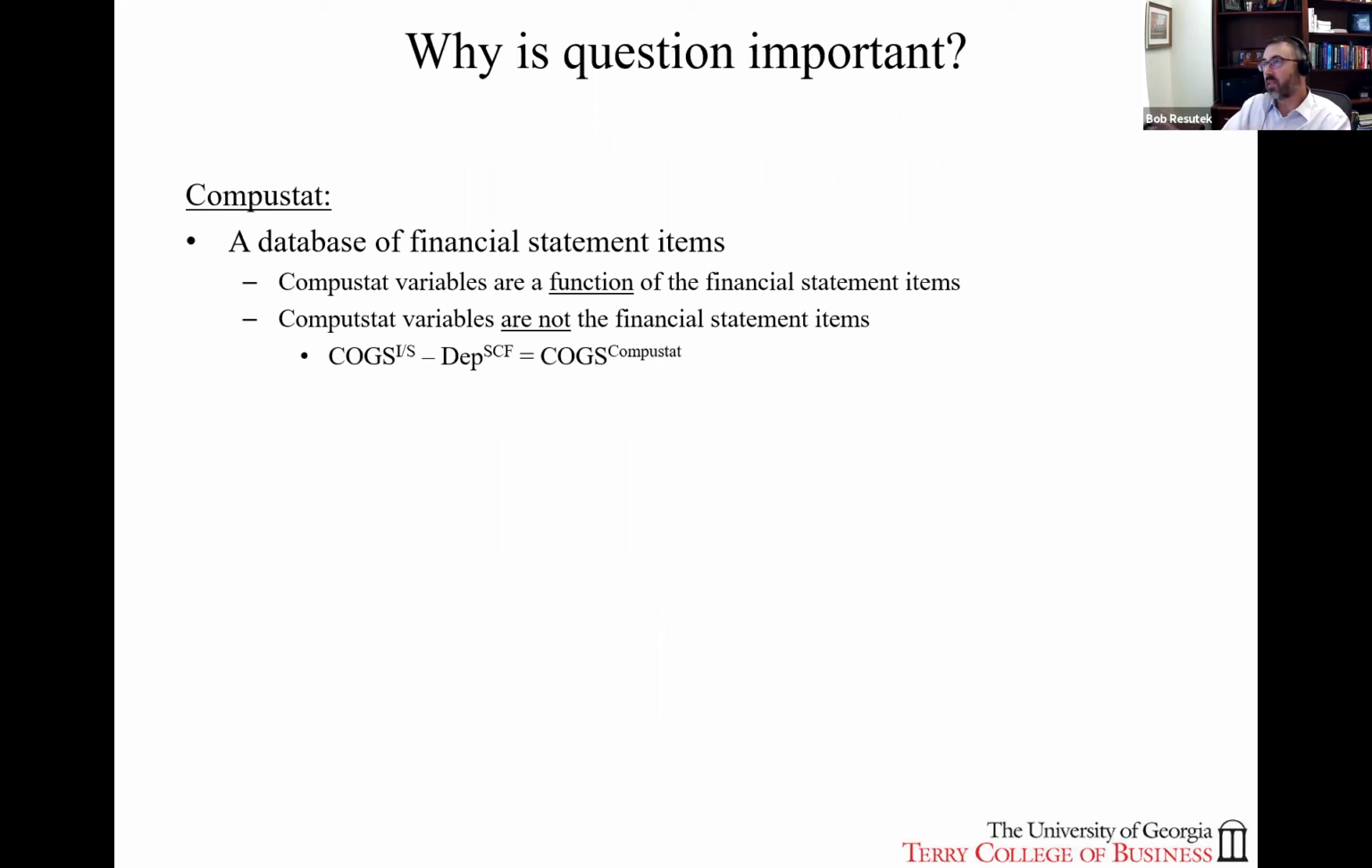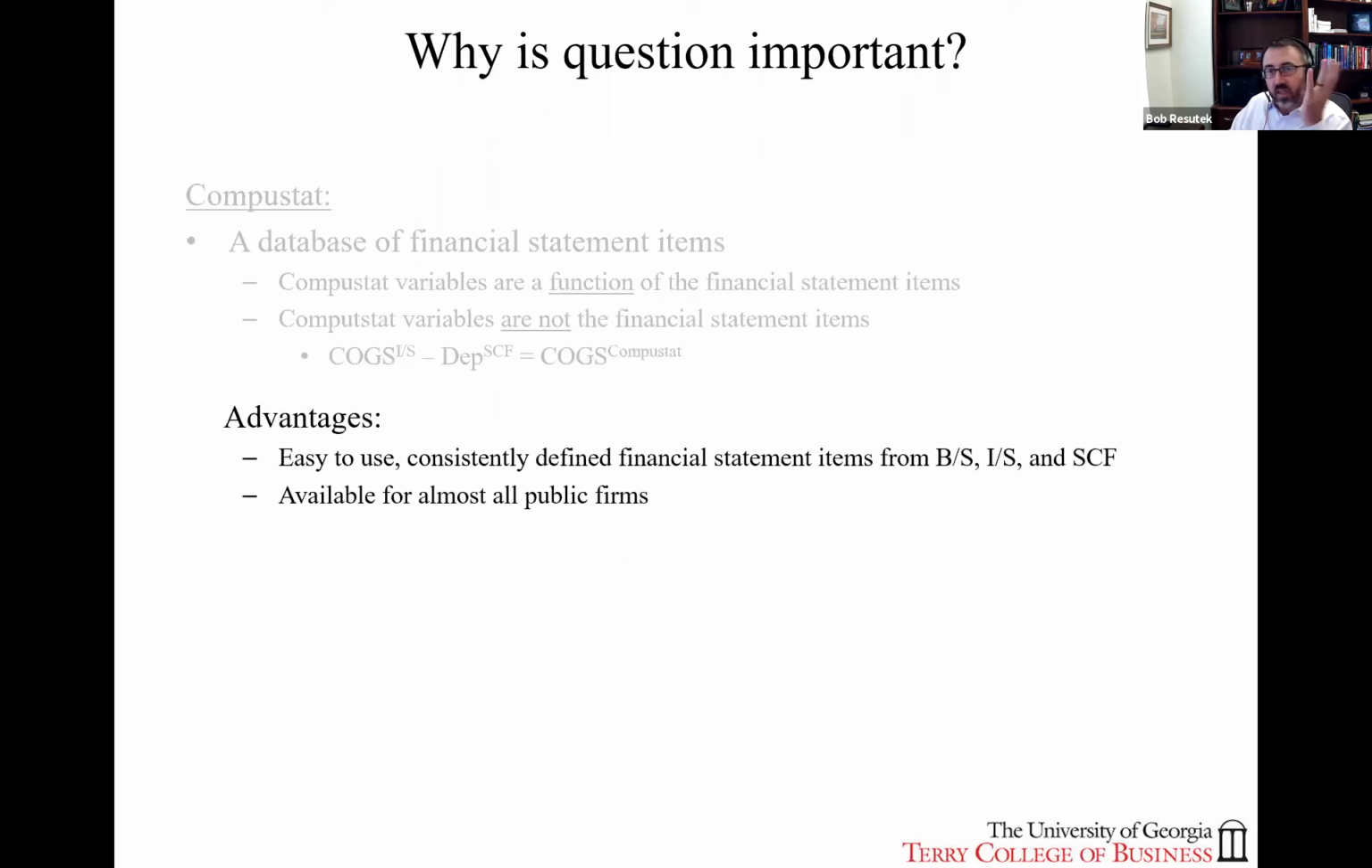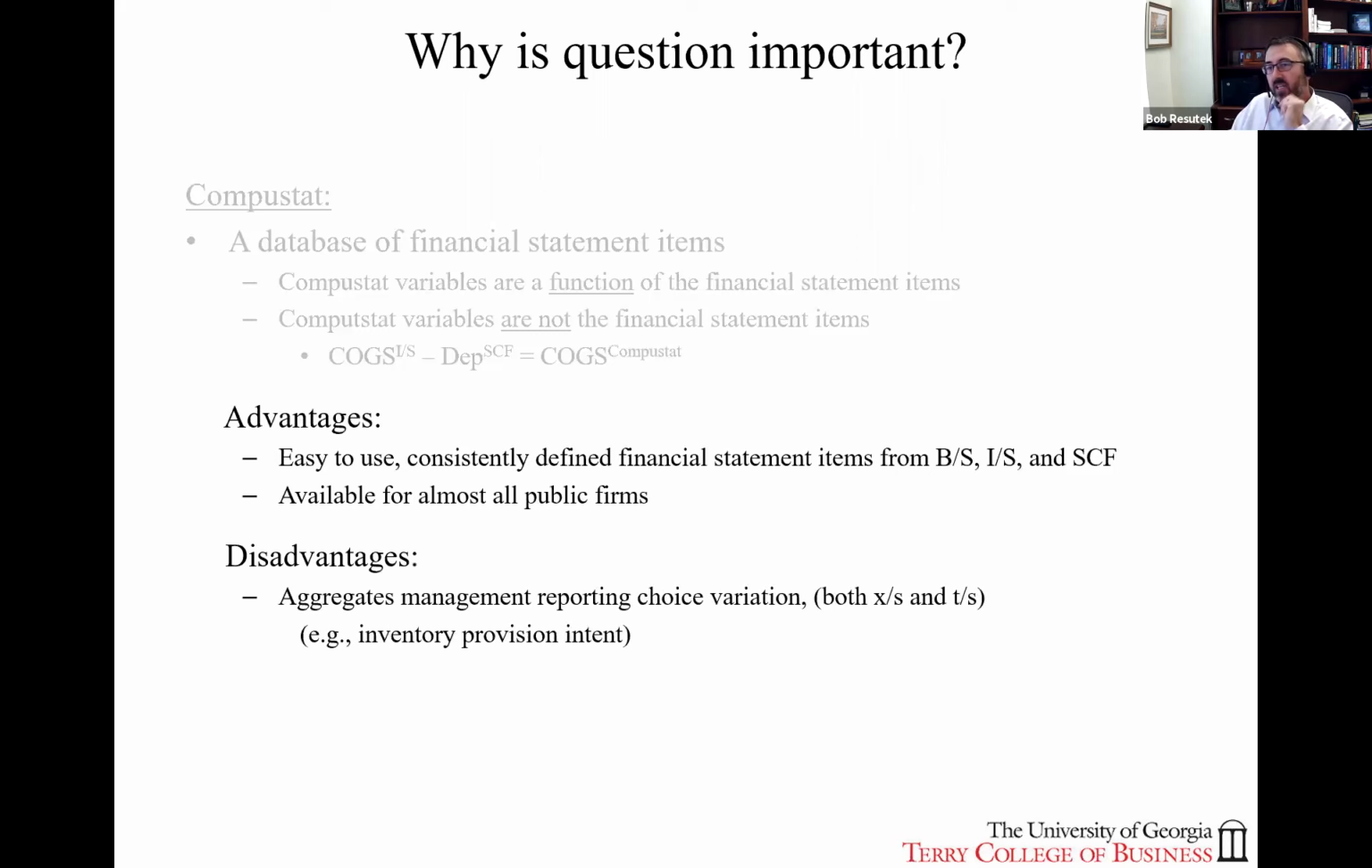Okay, and this is so that CompuStat can make depreciation a separate income statement line item. Okay, and there's other examples out there, but it's something important to understand, that the financial statement items that we use in our accounting research do not map dollar for dollar to what's actually on the financial statements. Okay, so what are the disadvantages to this?